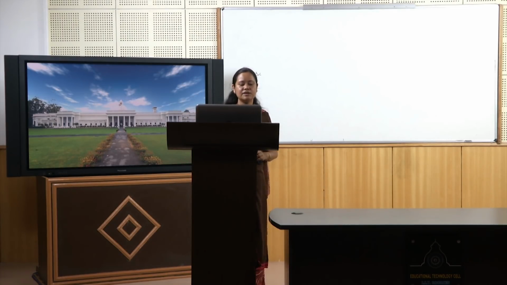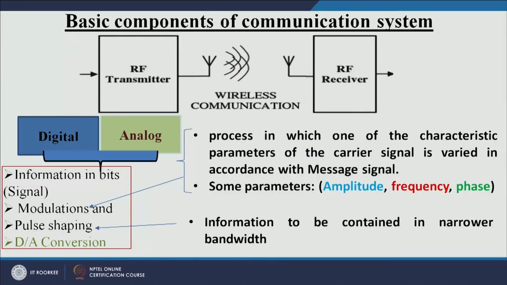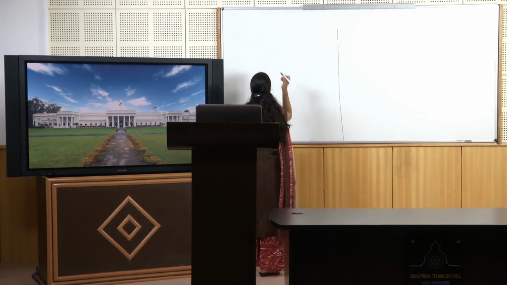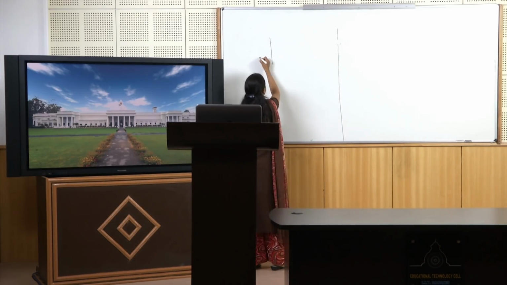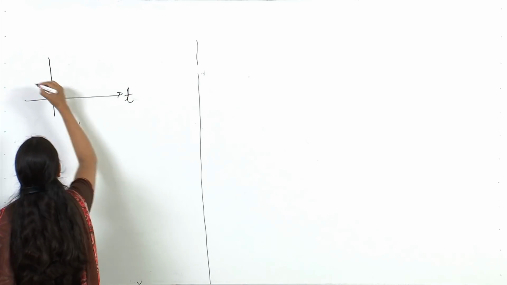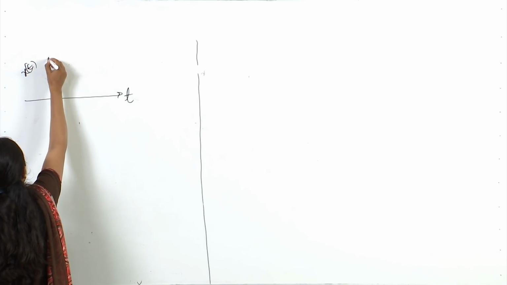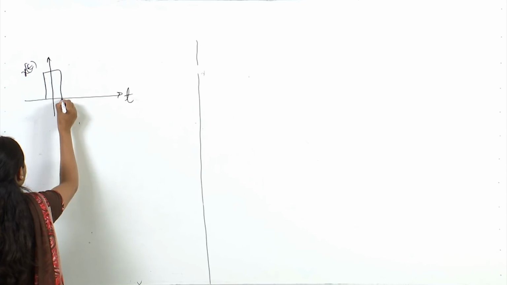Now, the next is the pulse shaping. So, whenever you have a pulse shaping, then you can contain the information in a narrower bandwidth. So, we require it. Why is that? Whenever we have a pulse signal in the time domain, you have a pulse signal.